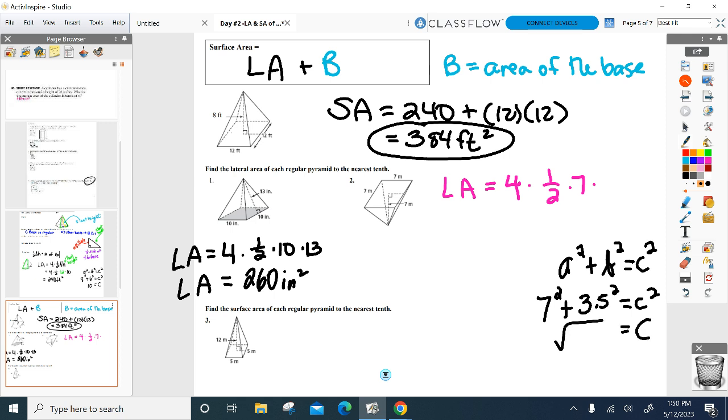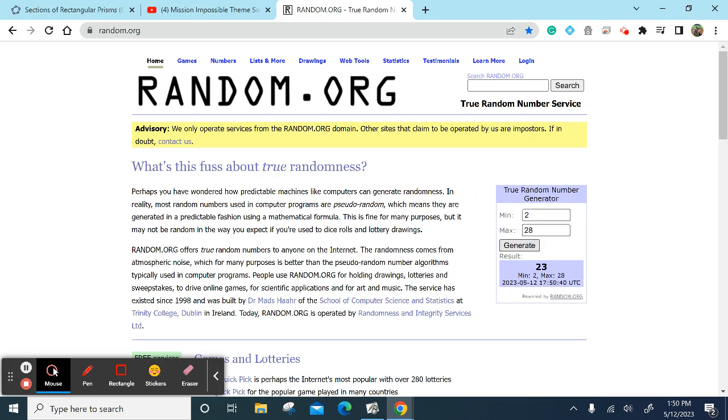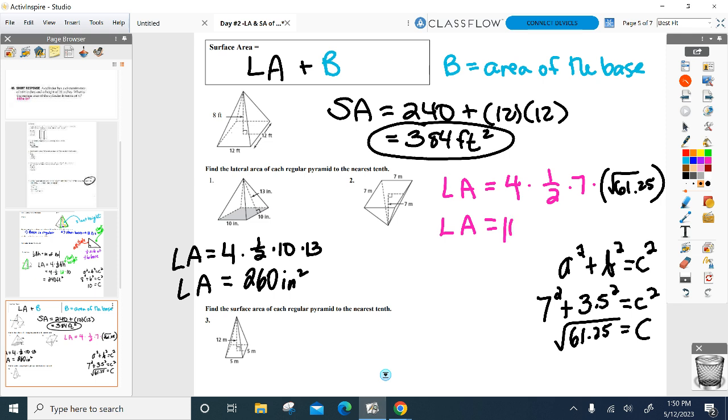So you should just take the square root of 61.25 and plug that beast in. All right, so 4 times 1/2 times base times square root of 61.25 height. And when you have that, that's going to need to be rounded to the nearest 10th. So when you have that, let me know. 23 when you're ready. Boom. Questions?